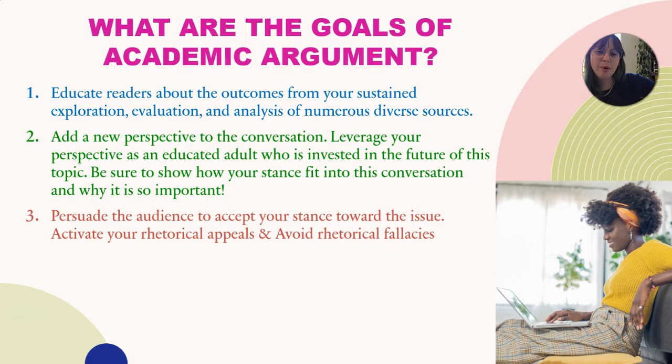Number 3, persuade the audience to accept your stance toward the issue. Just telling them what you think is not persuasive. You need to convince them, leveraging your rhetorical appeals and making sure to avoid rhetorical fallacies. So making sure you're using your evidence well and not committing fallacies of ethos. Making sure that you are connecting with your audience's emotions, values, and beliefs without going overboard and manipulating them.